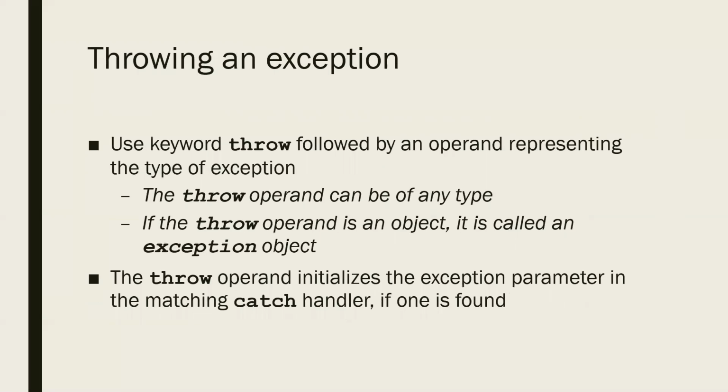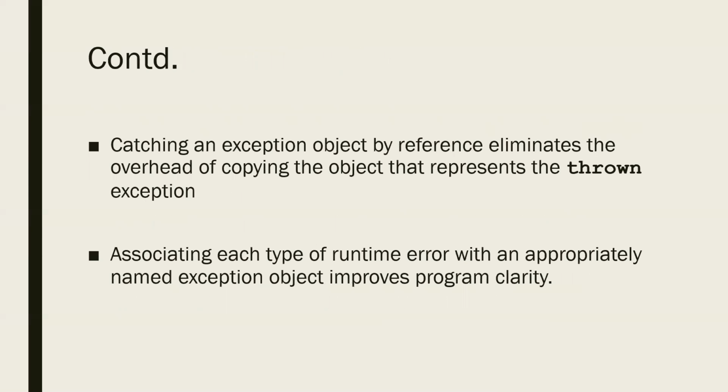Next is throwing exceptions. The keyword is throw, and it is followed by an operand representing the type of exception. The throw operand can be of any type. If the throw operand is an object, it is called an exception object. The throw operand initializes the exception parameter in the matching catch handler, if one is found. Catching an exception object by reference eliminates the overhead of copying the object that represents the thrown exception. Associating each type of runtime error with an appropriately named exception object improves the program's clarity.